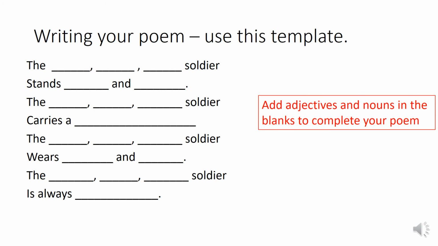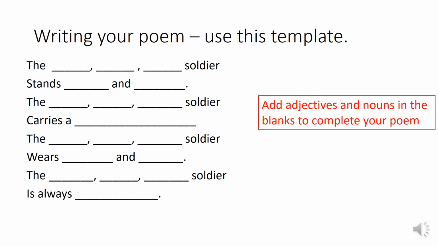So, to write your poem, like we did yesterday, we're not going to draw it straight up into a callogram or a shape poem. We'll just write a poem in a normal way, and then we can write it up into our shape. So I've got a template here for you to use. As you can see, there are some blanks, and into those blanks I'd like you to add adjectives, occasionally nouns, to complete your poem.